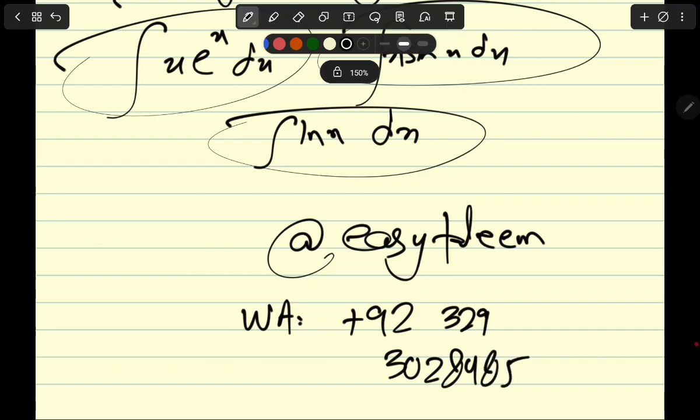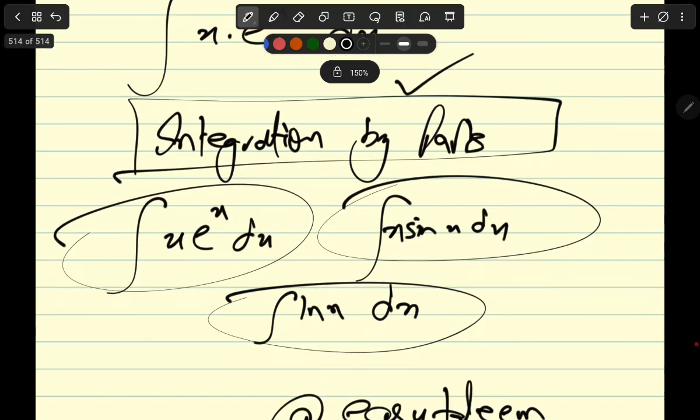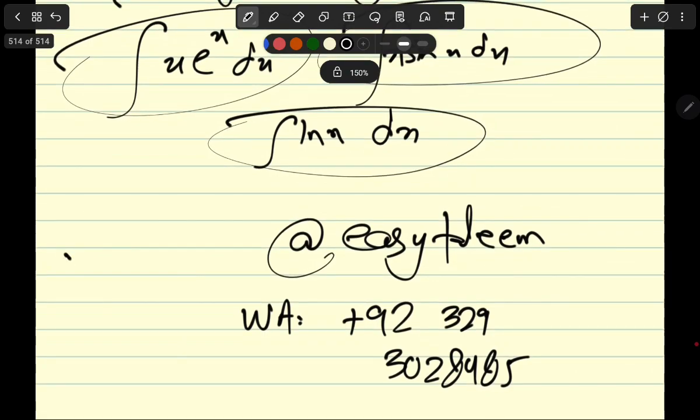I'll see you guys in the next lecture, where we are going to complete this integration bit of calculus, where we are left with integration by parts, and we will also cover the trapezium rule, which is very basic.